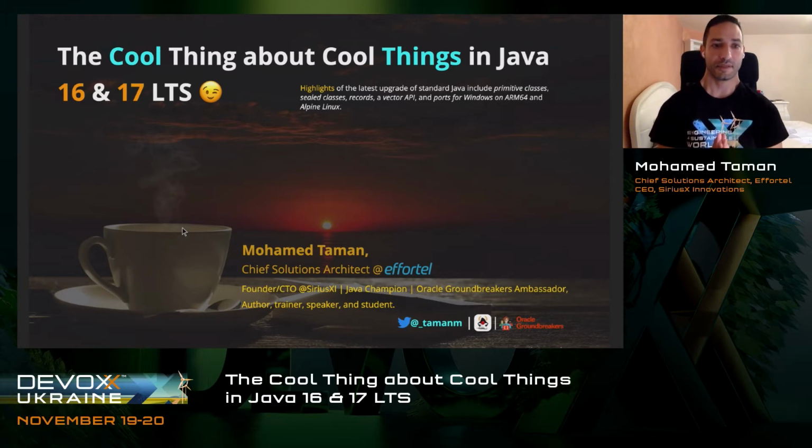The session is about cool things in Java. It is mainly about Java 17 and 16, because they are very related to each other. I'm going to highlight almost the most changes and upgrades of standard Java, including something very nice that I wish will come soon to the language, primitive classes. You have heard about sealed classes, records, the Vector API, the nice tools that we have nowadays with Java 17, the JVM, everything related to this.